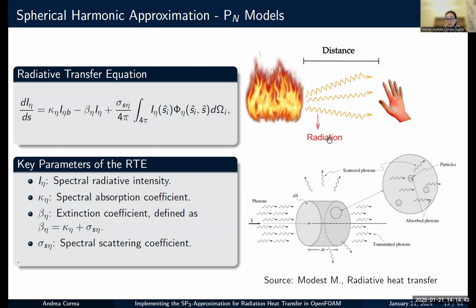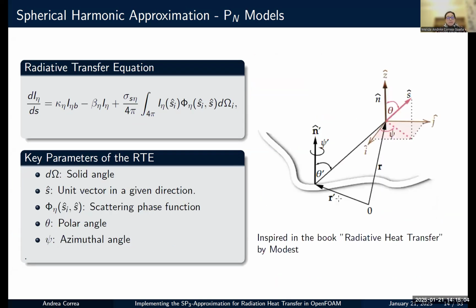Here we can see in this graph that these waves represent the intensity from the source to the object, in this case, the hand. And here is the different behavior when the energy is transmitted, absorbed, or scattered in this case. Previously, I explained the physical characteristics.